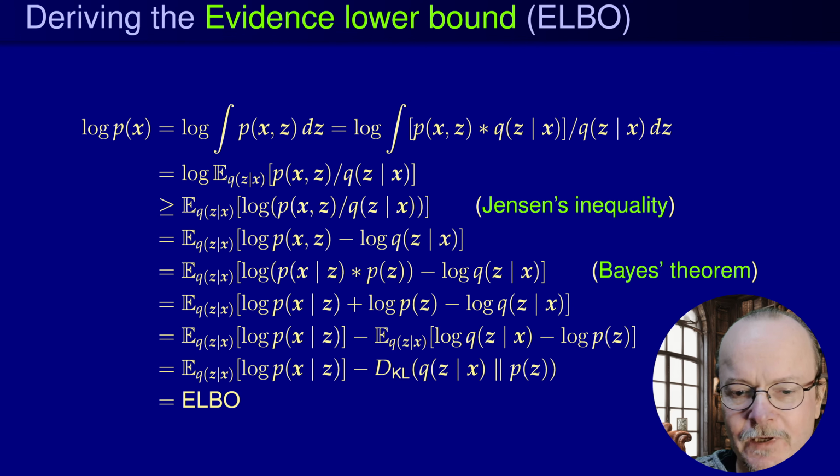We have now derived a possibly tractable lower bound to an intractable problem. Much, of course, depends on the choice of q of z given x, and actually on the other two distributions in this final ELBO formula. We next consider design choices for all of these.